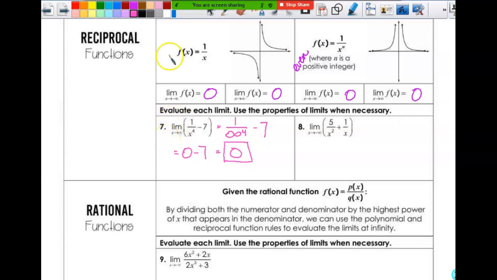I could think about it this way. If I had ignored this negative 7, 1 over x to the 4th is going to be like this right here. So my limits are 0. But I've shifted down 7, so my asymptote goes from 0 to negative 7. That make sense?